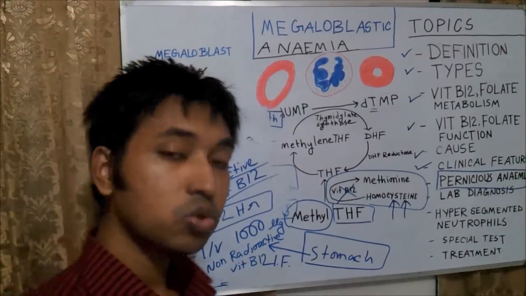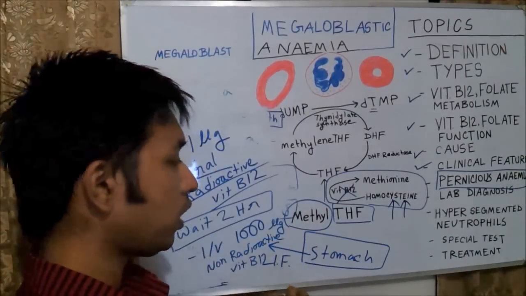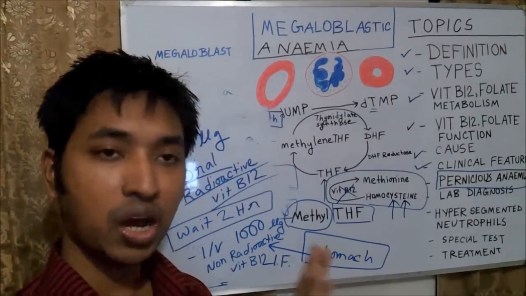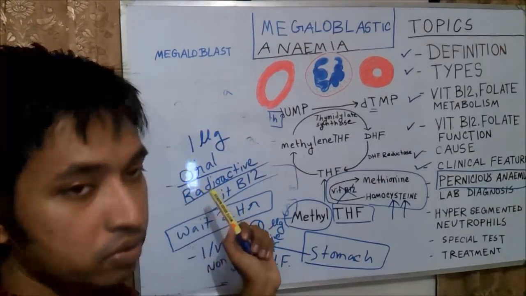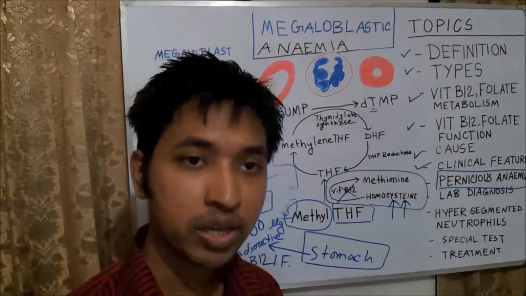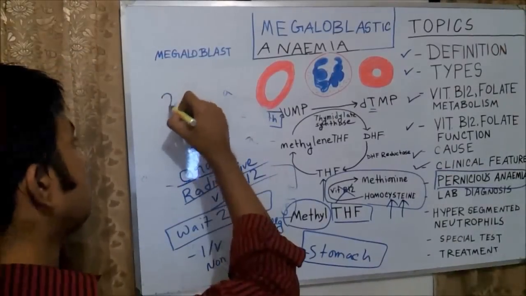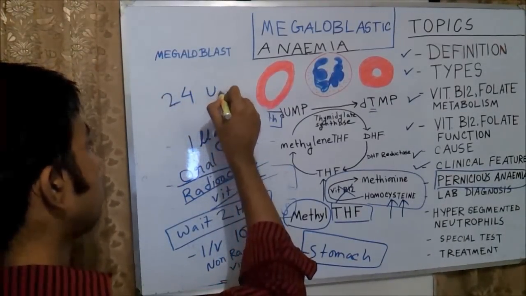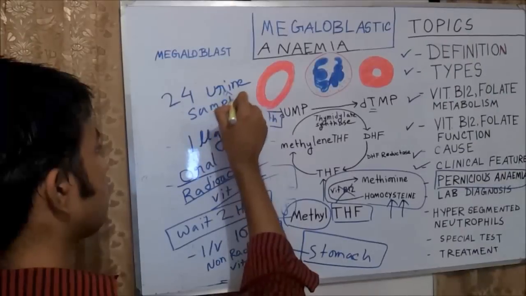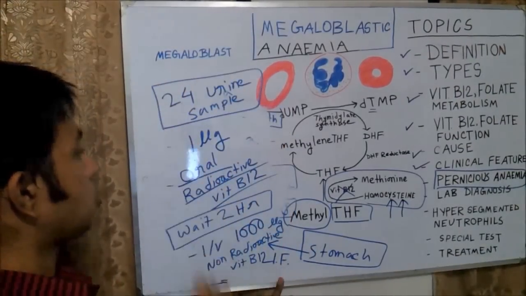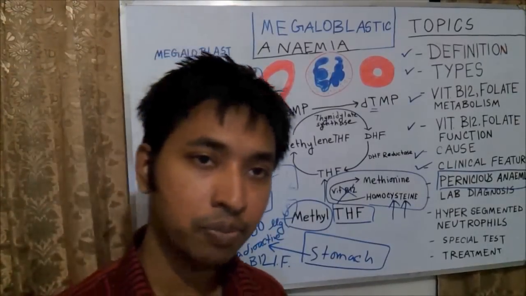Okay, then what will we do? This high dose of vitamin B12 will flush along with other vitamin B12s 1/3 of the radioactive oral vitamin B12, and we can measure those radioactive vitamin B12 in a 24 hours urine sample. Okay, so I am repeating again, Schilling test is very important for your exam.